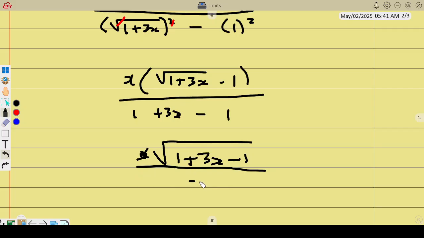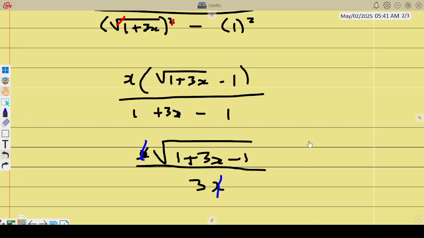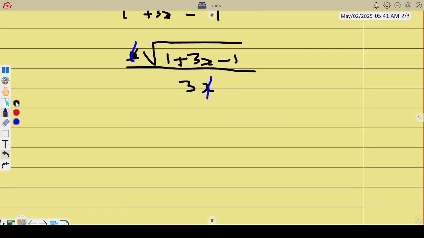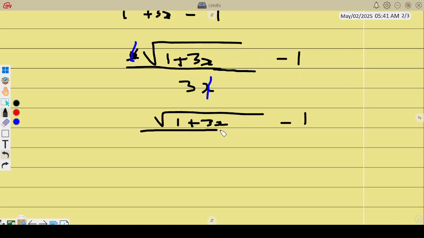It's equal to, oh, it's over 3x. Yeah, and then this x and this x can cancel, meaning we're going to remain with root 1 plus 3x. We have a minus 1. So remember, I was telling people not to put the negative inside there. Yeah, so it will be like that, over, we're remaining with a 3.